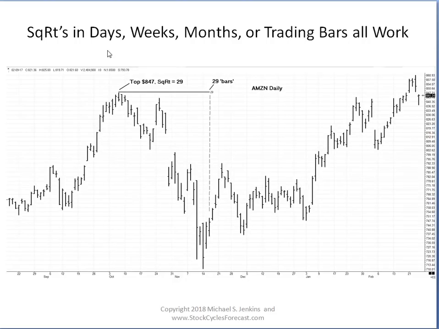We were using calendar days and we did some months before, but also trading bars work perfectly too. Here's Amazon. The top was 847. The square root is 29. If we go out 29 trading bars on a daily chart, it gives us right to the breakaway from the low. Another perfect call if you're doing options and things, knowing where the big turn is going to come.